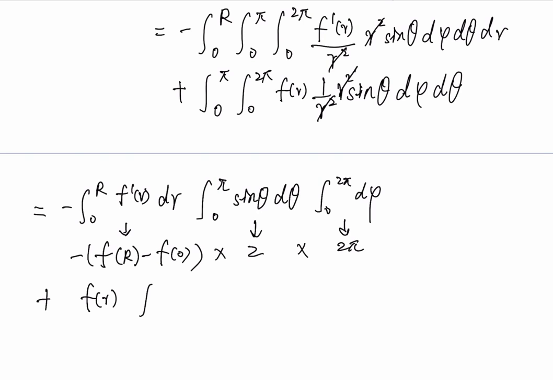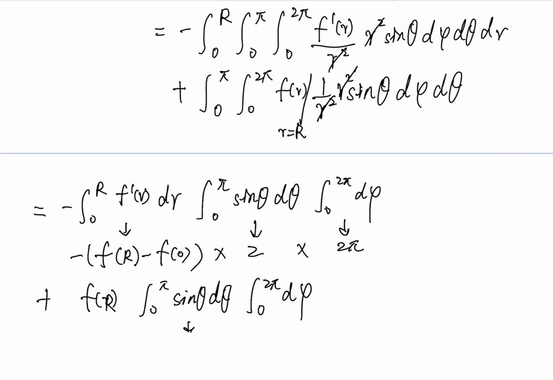And in the theta direction, again, it's 0 to pi. Okay, so this f of r should be evaluated at r equals capital R. So this r should be capital R. And in the theta direction, it should be sine theta d theta. And in the phi direction, it should be again.